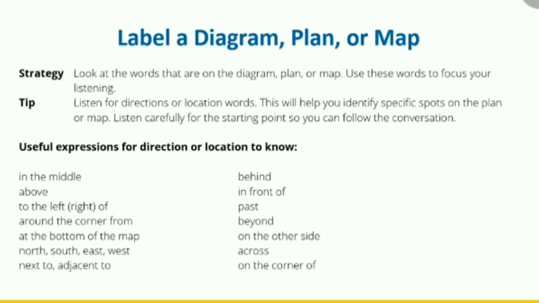There are so many different words, and it's also very important to know the prepositions of place such as behind, in front of, past, beyond, on the other side, across, or on the corner of. So make sure you know these types of words, and while you are listening, pay attention to them, because it will help you focus your attention, go back to your diagram, and understand what kind of information you need to listen for carefully. And that's how we complete our labeling a diagram type of task.